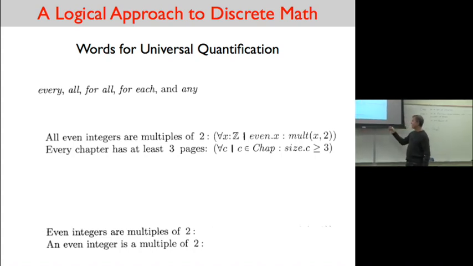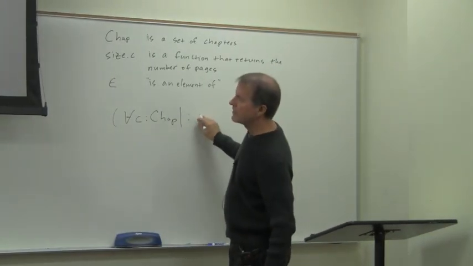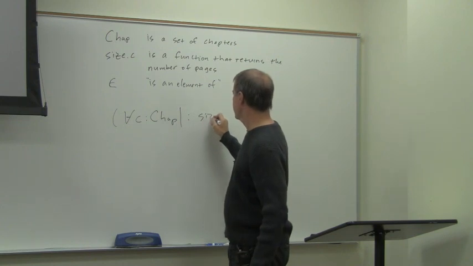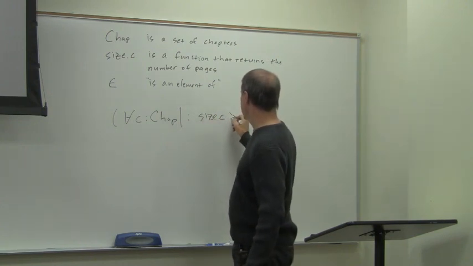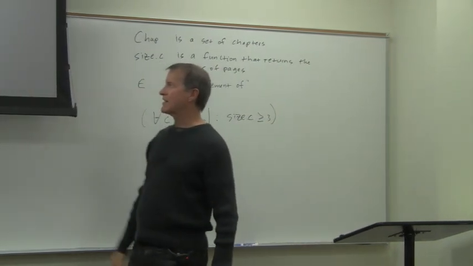Another way to do it is for all c where c is an element of chap, size dot c is greater than or equal to 3. An alternate way would be for all c, size chap, range true, size dot c is greater than or equal to 3. This and this are exactly equivalent.